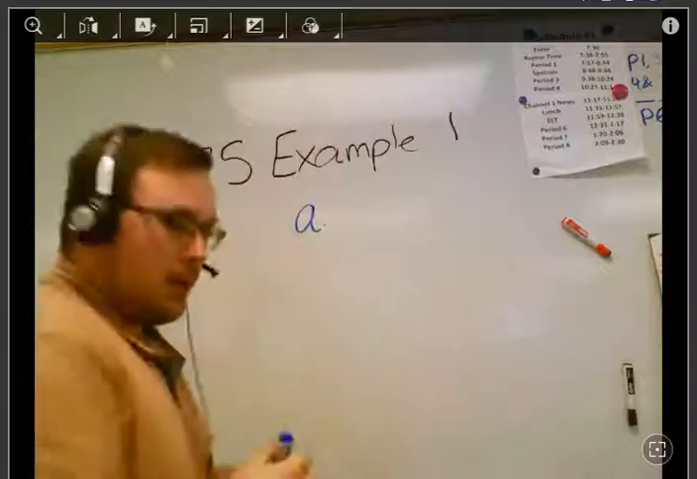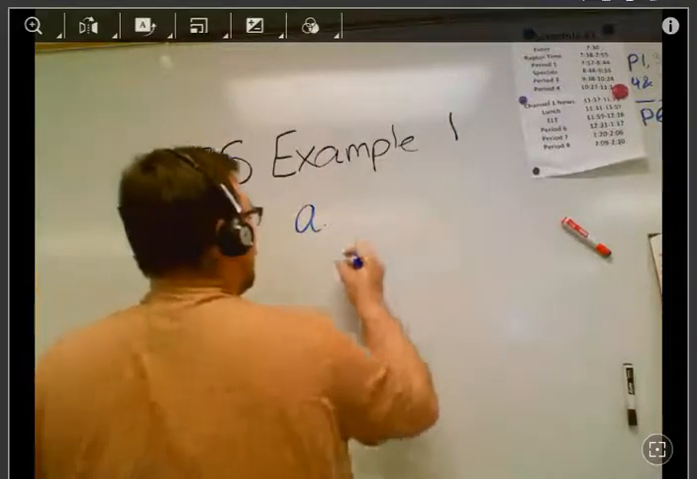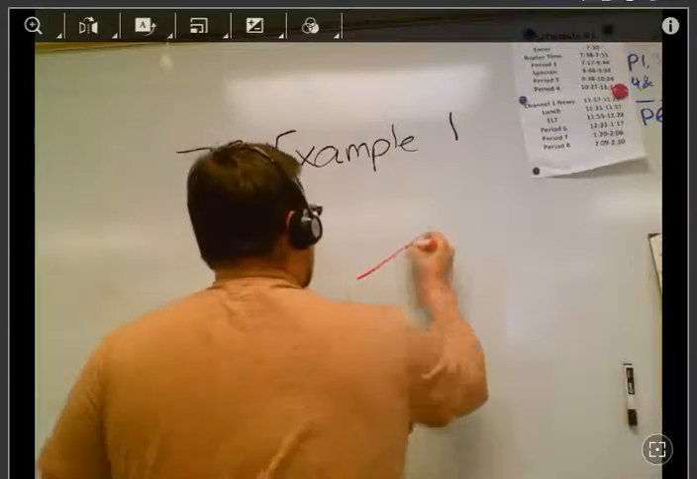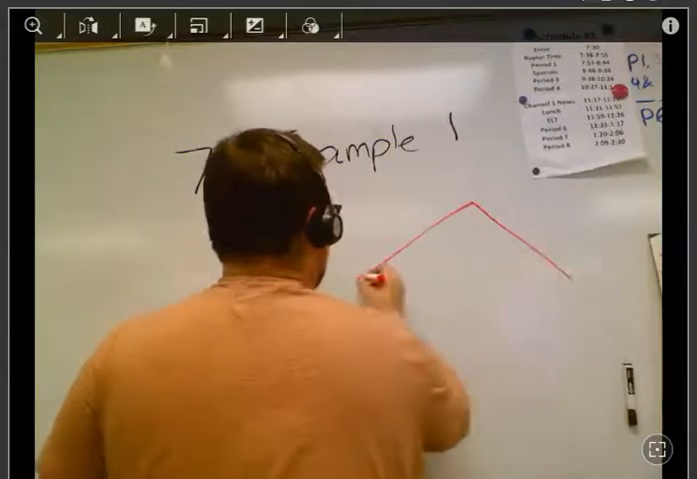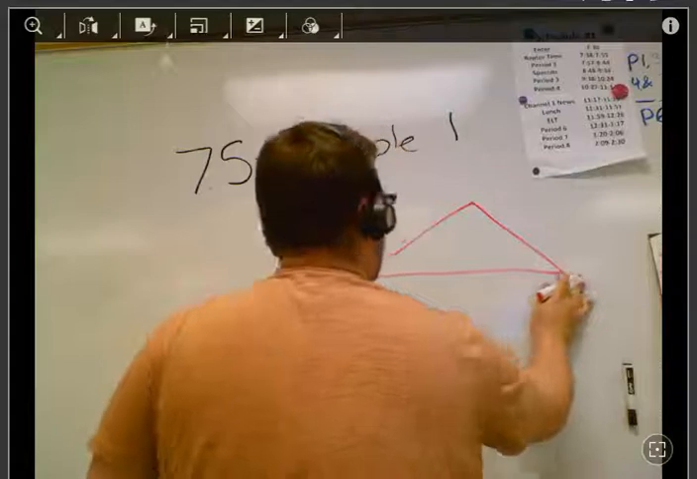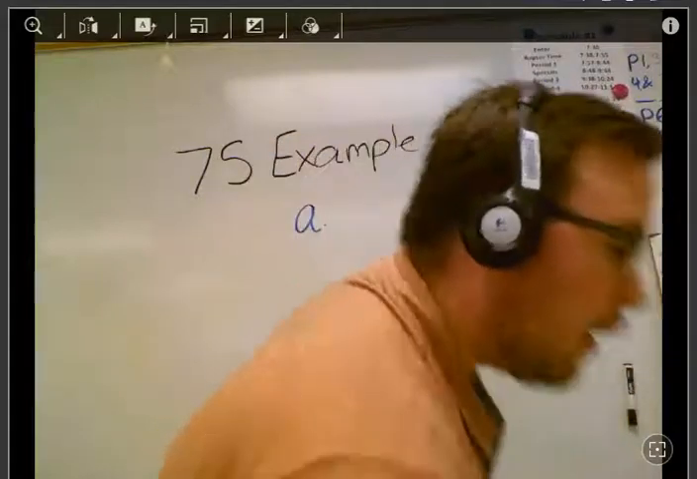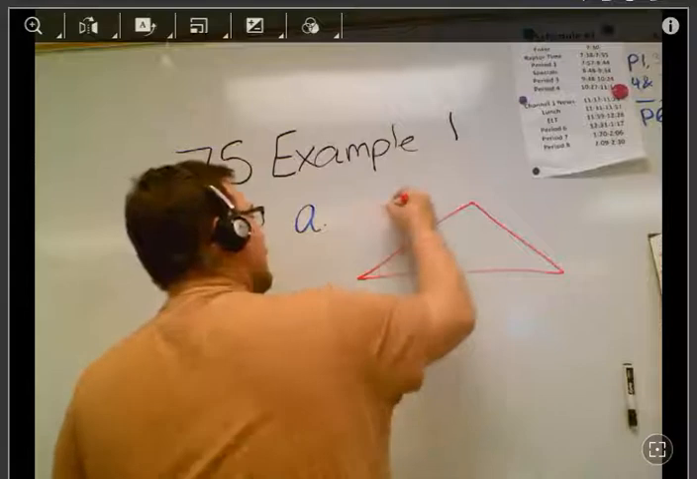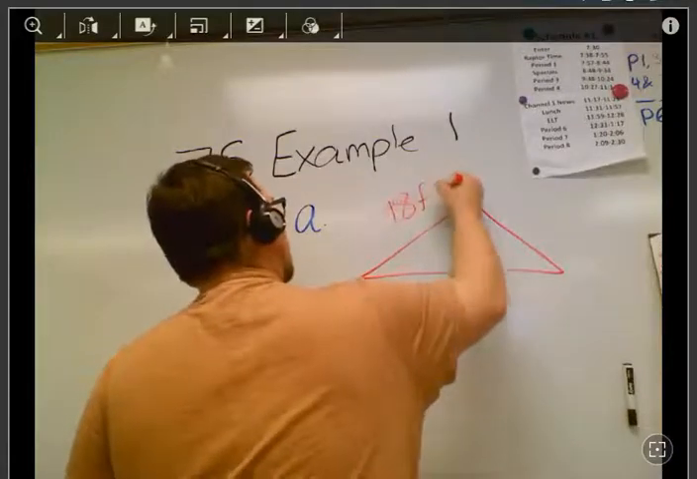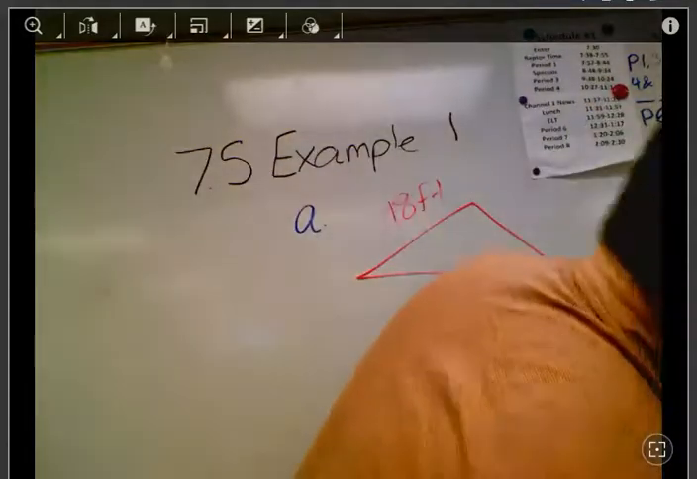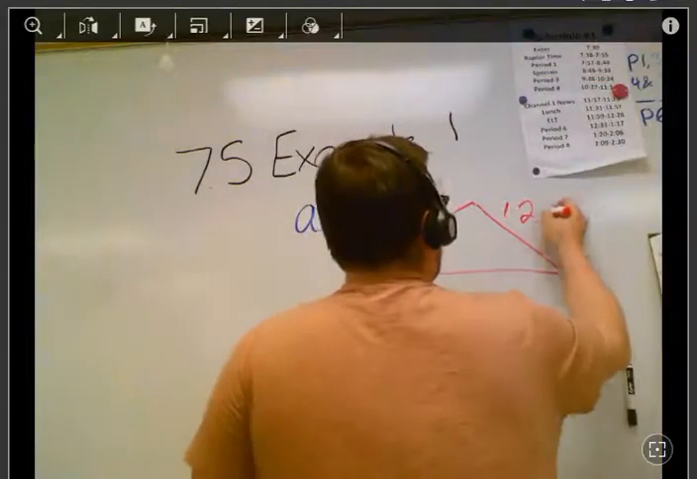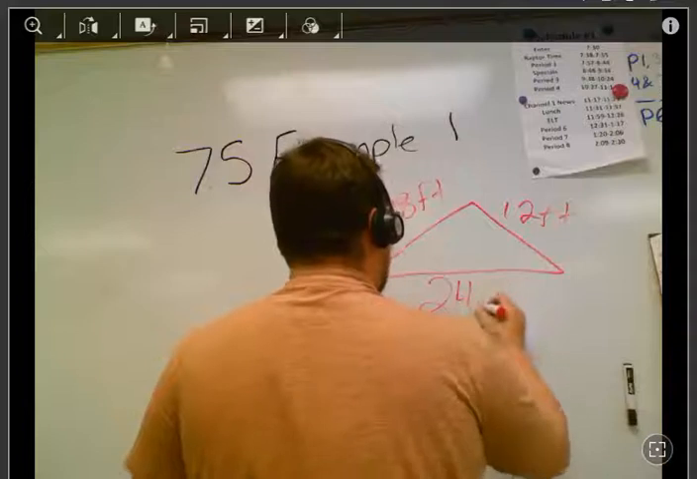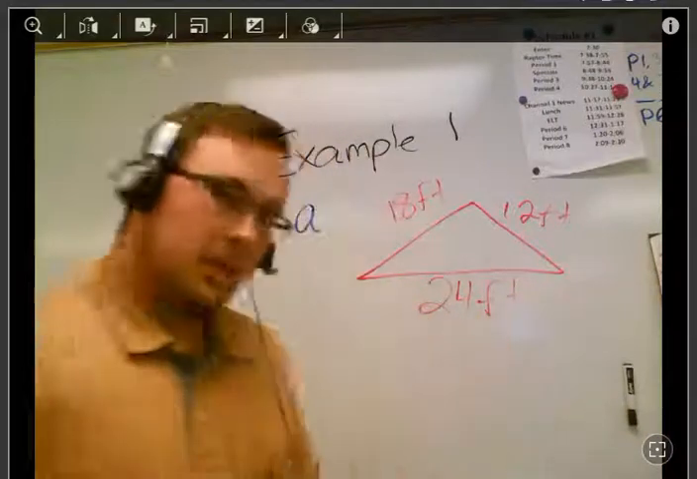Okay. So, our triangle, I'm going to draw it in red. Switch it up a little bit. So, here's our triangle. It's something like this. And the side lengths are 18 feet, 18 feet, 12 feet, and 24 feet. We follow the same process for this problem.